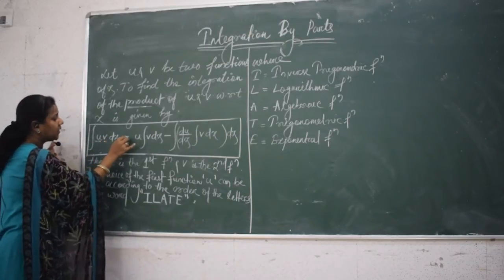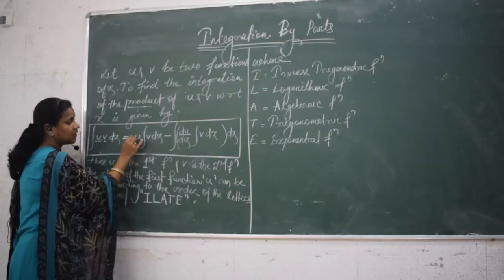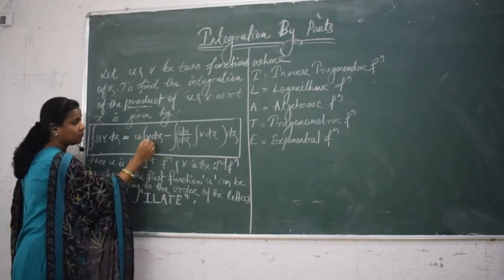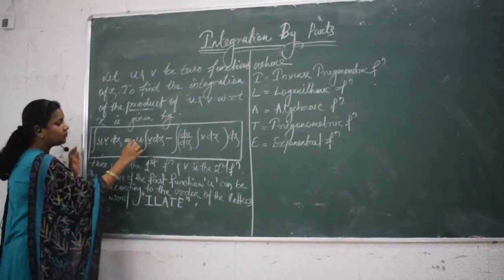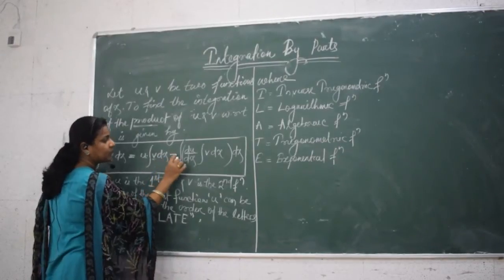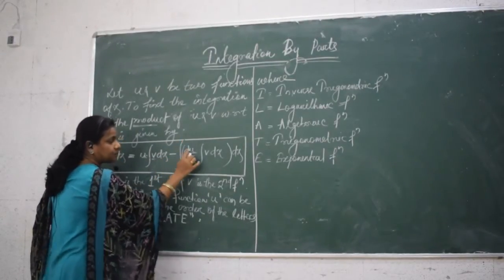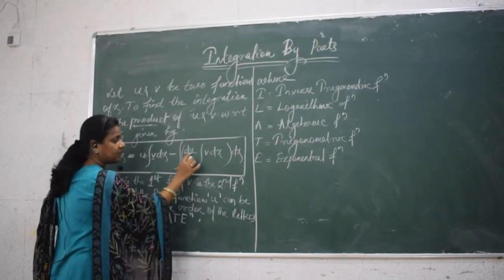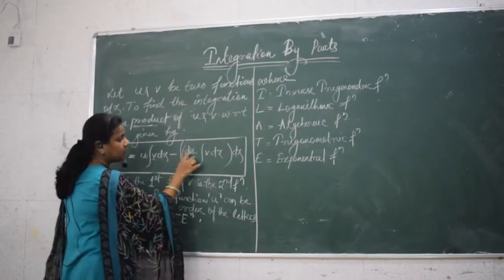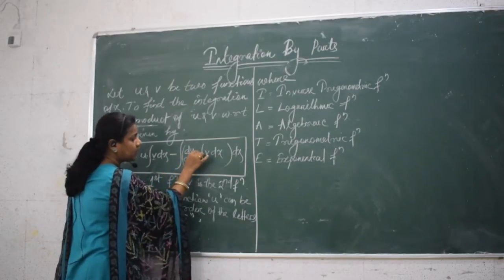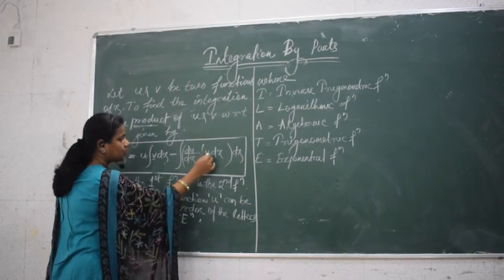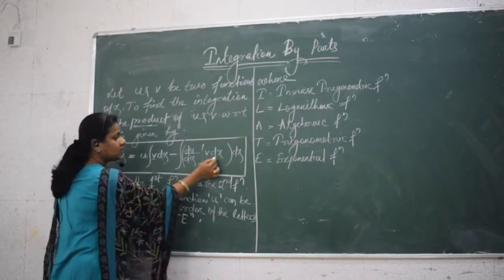So how to integrate that one? This is the formula: first function u into the integration of the second function v with respect to x, minus the integral of the derivative of the first function with respect to x, multiplied by the integration of the second function.